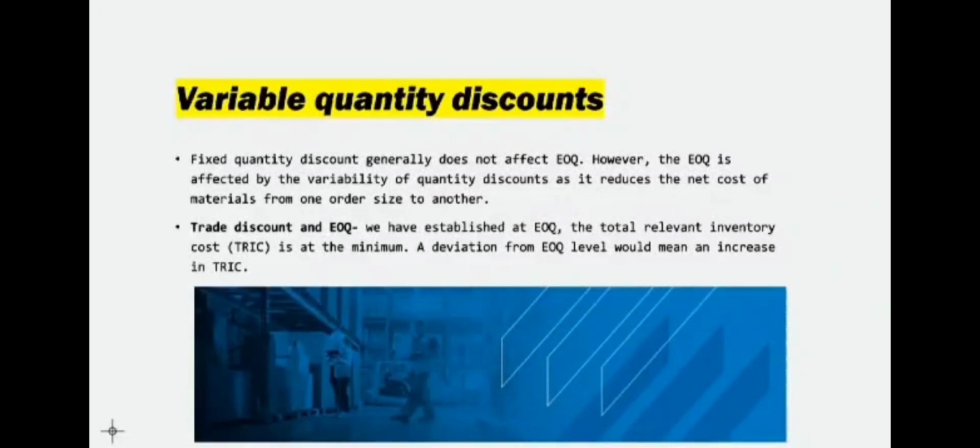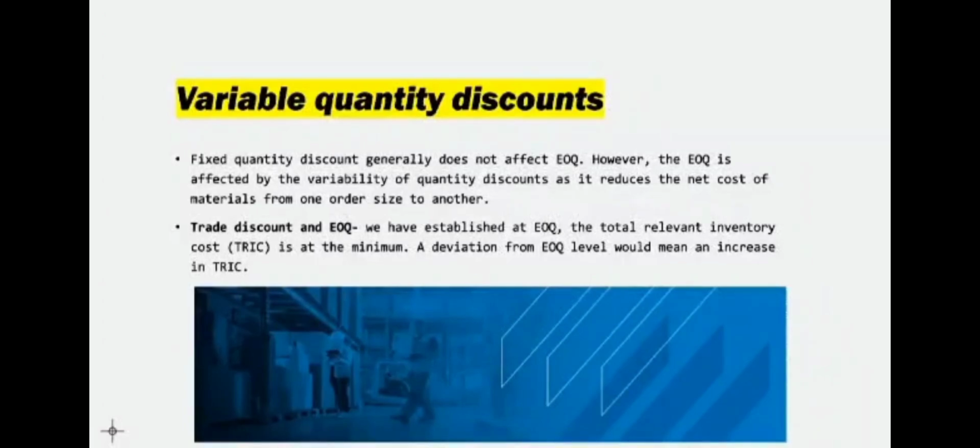We have established that at EOQ the total relevant inventory cost is at the minimum. A deviation from EOQ level would mean an increase in total relevant inventory cost. However, if a benefit, for example a supplier's discount, causes us to deviate from EOQ, then the benefit derived from the discount would be compared with the incremental cost of deviating from the EOQ level.